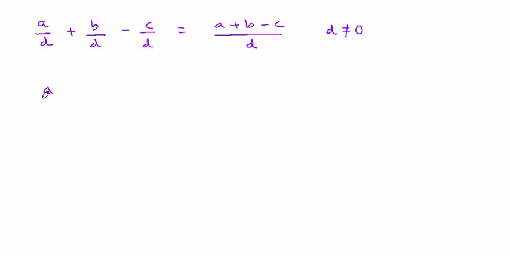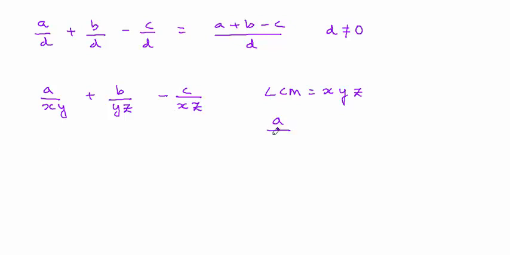But then to do something like a over xy plus b over yz minus c over xz, we need the LCM of these three quantities, or the LCD of these three fractions. The LCM of xy, yz and xz is xyz, as all three of these can divide xyz. Now, you want to rewrite each one of those fractions as something over xyz.